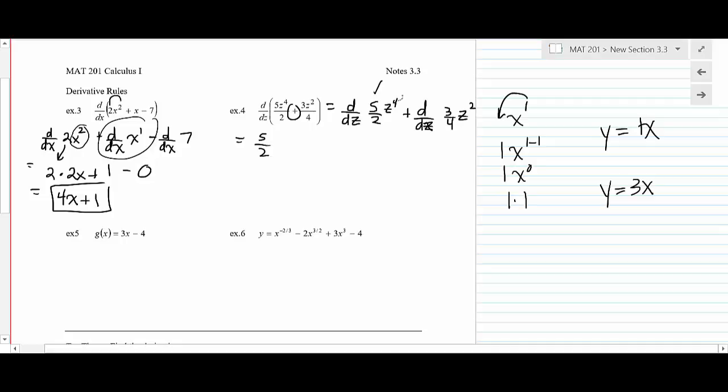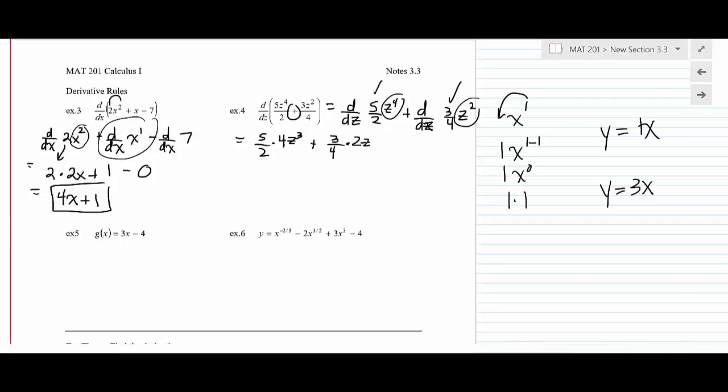Now what's the derivative of z to the 4th? Or z to the 3rd. Okay, so we got that. Go to the next piece. 3/4 is a constant. Write it down. What's the derivative of z to the 2nd? 2z to the 1st, or just 2z, right? That's that power rule. Okay, any questions?